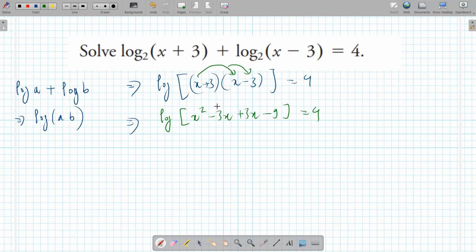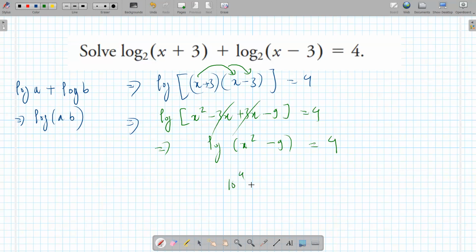So we could have also used the difference of squares there. This and this cancels out. So this becomes log of x squared minus 9 equals 4. So now there's only one log on one side. There's no canceling logs out. You have to turn this into an exponential using that invisible base. So what does it become? 10 to the power of 4 equals x squared minus 9.